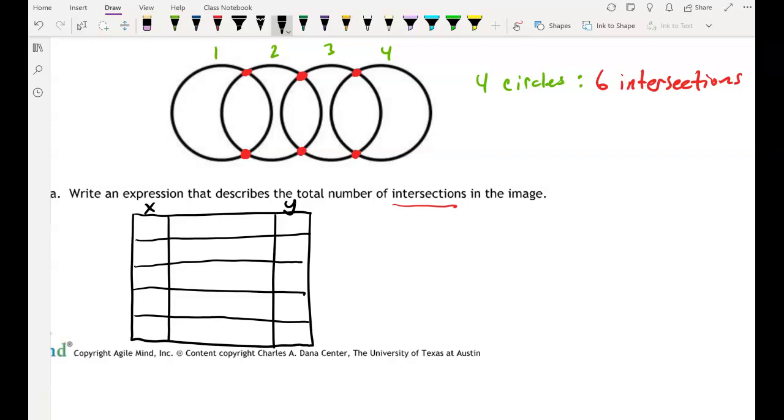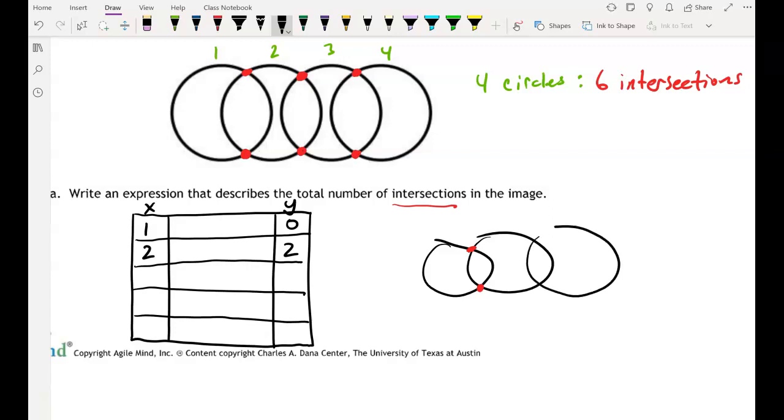So let's see here. When there was just one circle, how many intersections were there? Well, if there's just one circle, there's none. But when you add a second circle, there are two intersections. So for two circles, you would have two intersections. How many for three? Do you think it'll be three? I hope not. Add another circle to that.